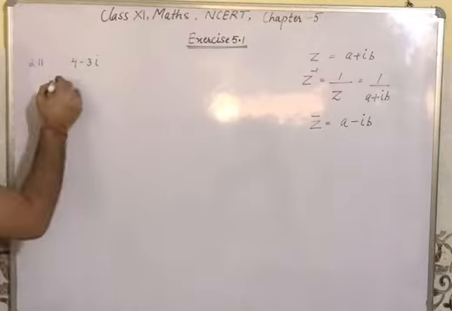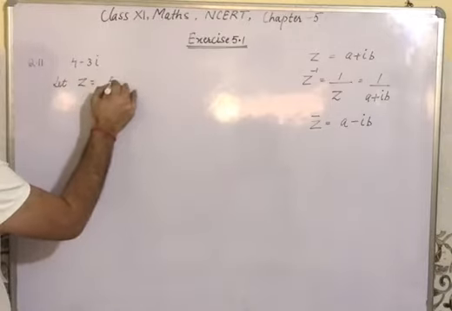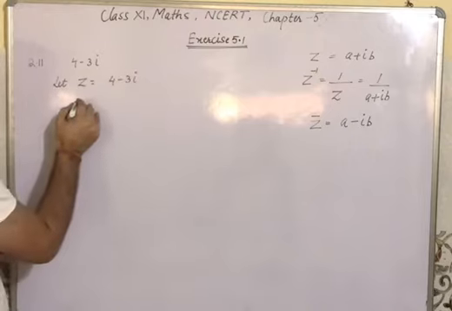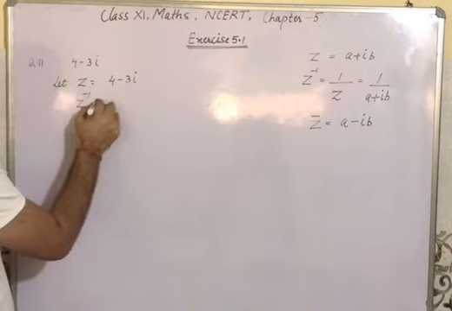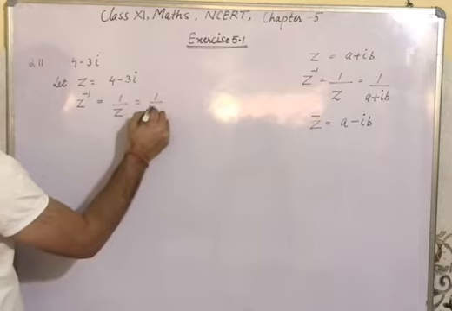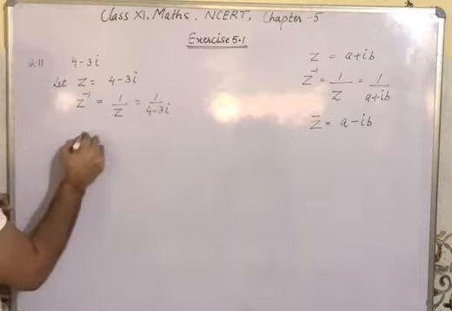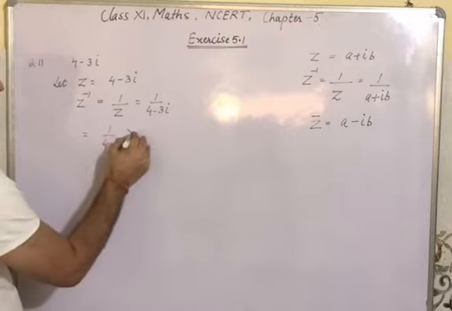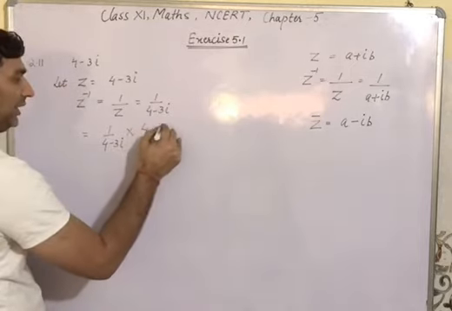Let z = 4 − 3i. Then find z inverse. Z inverse means the multiplicative inverse, 1 by z, that means 1 by (4 − 3i). Then multiply by its conjugate, and the conjugate is 4 + 3i.